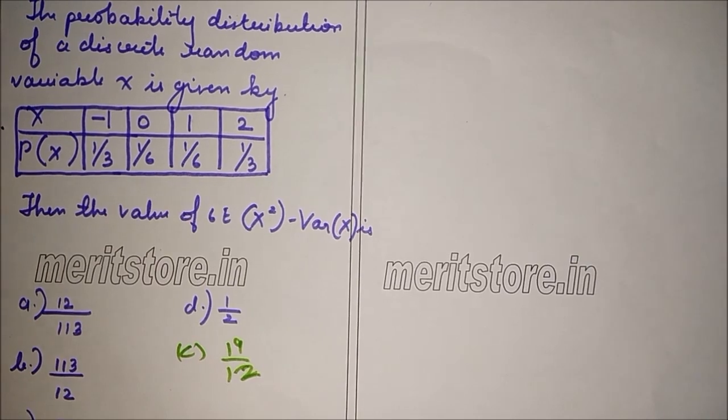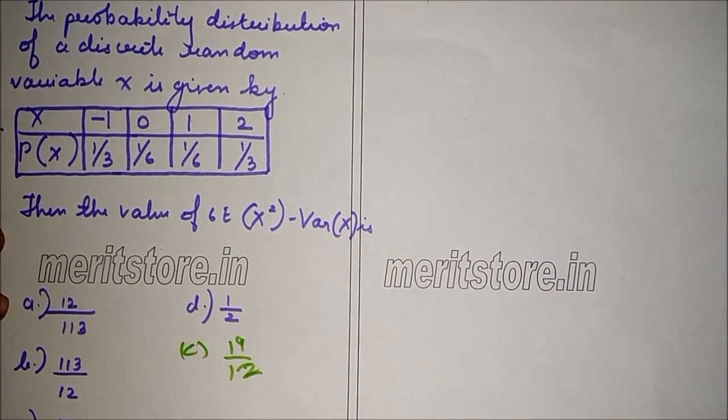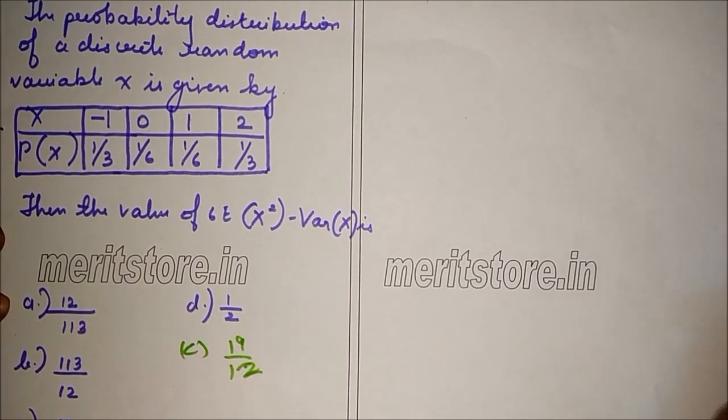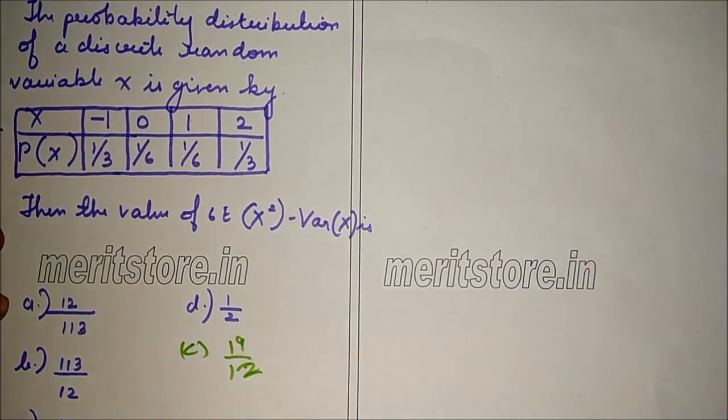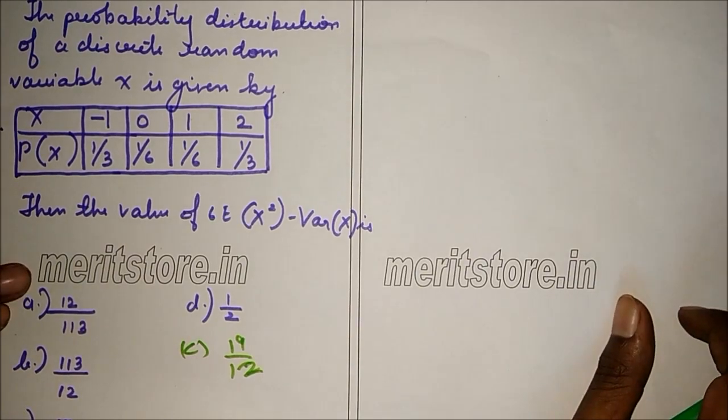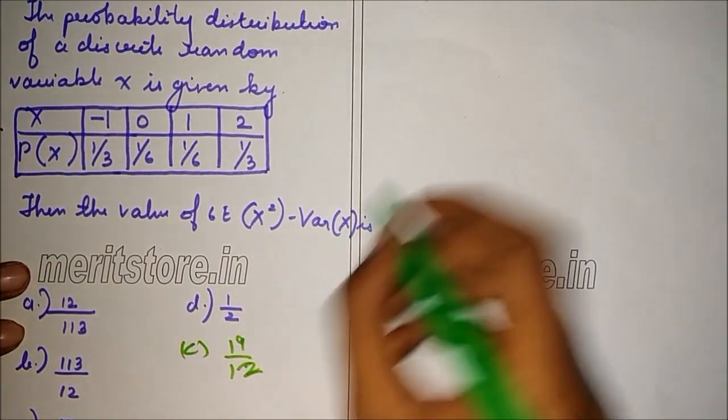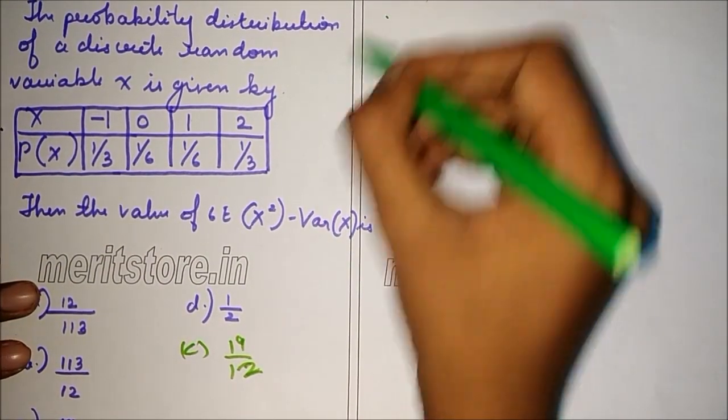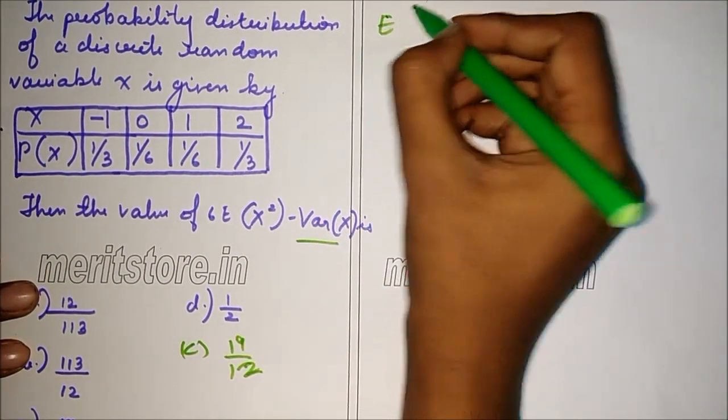Probability distribution of discrete random variable x is given by, for x equals minus 1, P is 1 by 3. For x equals 0, P is 1 by 6. For x equals 1, P is 1 by 6. And for x equals 2, P is 1 by 3. Then the value of 6 times E of x square minus variance of x is? So first we have to find variance of x. Before variance of x, we'll have to find E of x.